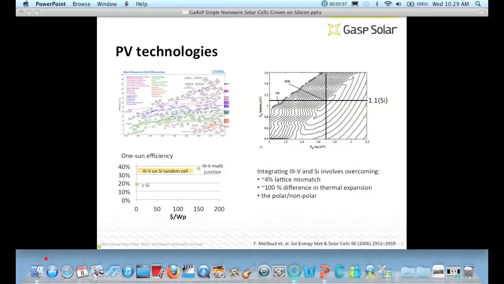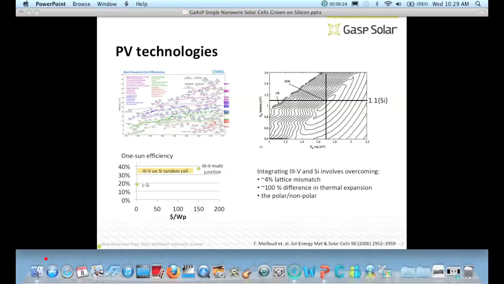Now, this is not new. People have known this for more than 3 decades, and they've been working on it for more than 3 decades. But the huge problem here is that if you want to grow III-V directly on silicon, well, first of all, there's a 4% difference in the lattice size. The average distance between the atoms in the silicon crystal and the III-V crystal is at least 4% higher, depending on what III-V material system you have.